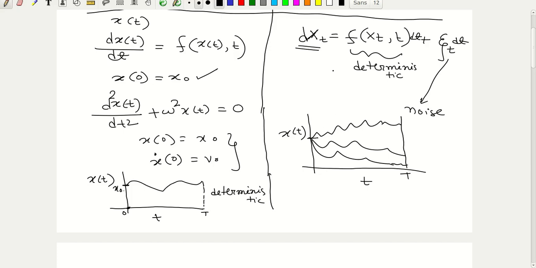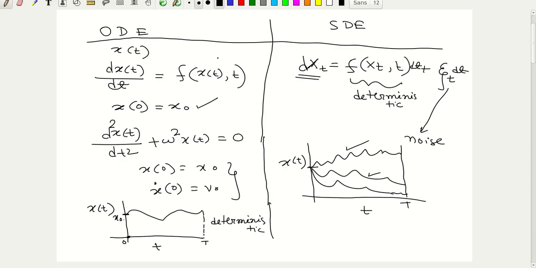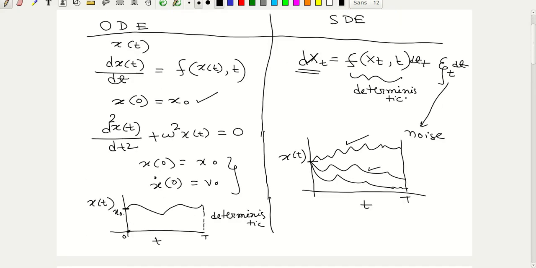If you solve it the first time, you will get some solution like this, but if you solve it a second time, you will get some solution like this. But in the ordinary differential equation case, you will get only one solution because there is no stochastic term. Here you have one stochastic term which changes the nature of the solution, as you can see. Also, if you change the initial condition, your type of solution will also change, and that is the property of the stochastic differential equation.